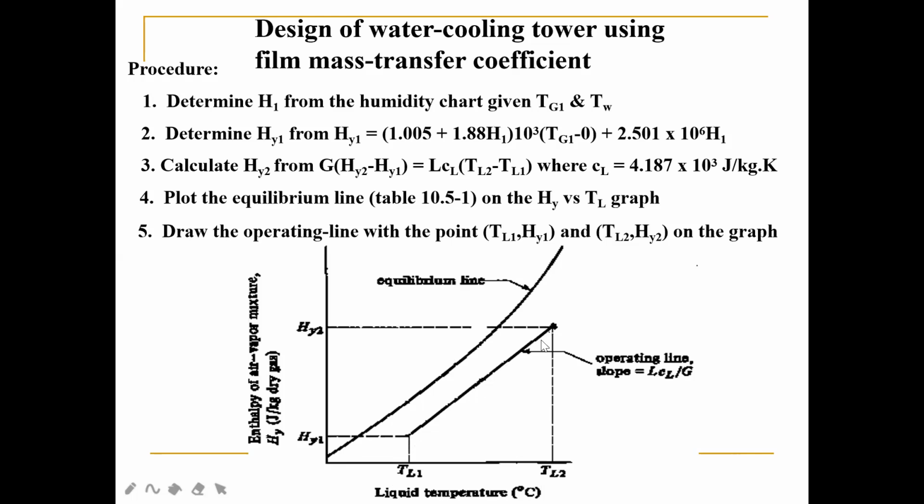In this case, you can just connect those 2 points to get this operating line, and the slope of this operating line is actually LCL over G. This is actually derived from the mass transfer equation as well.